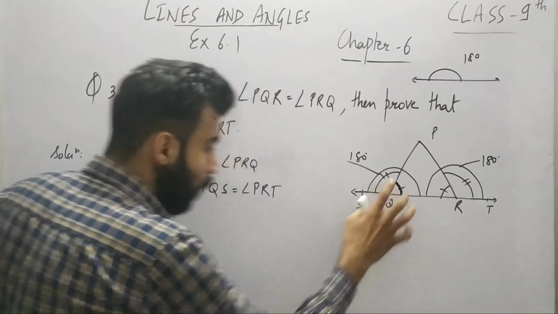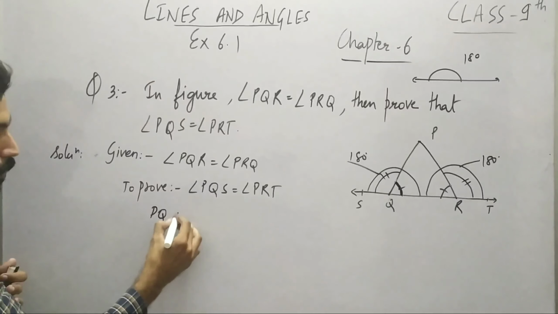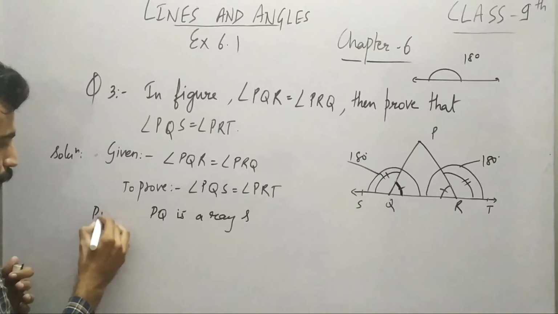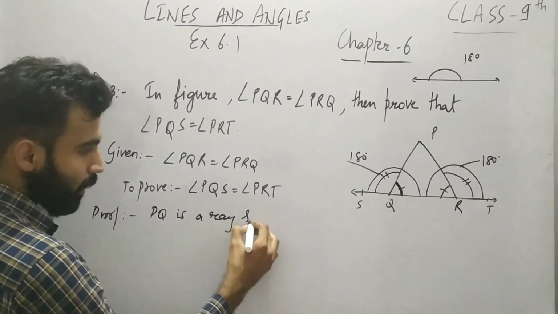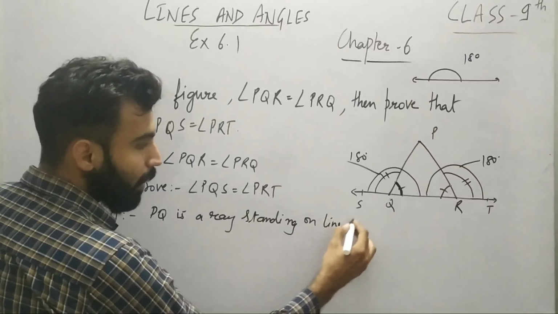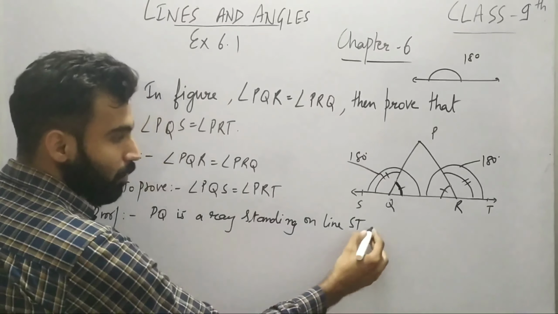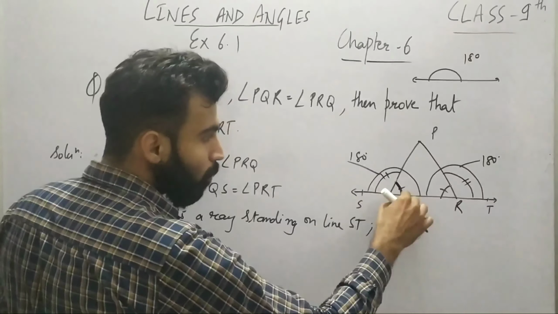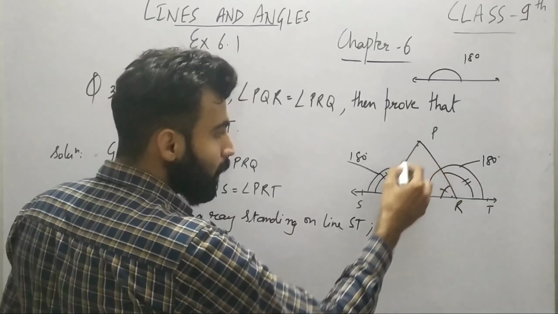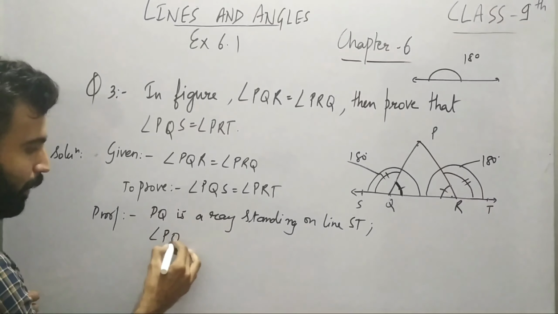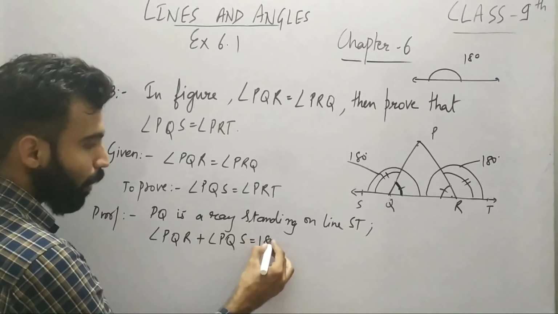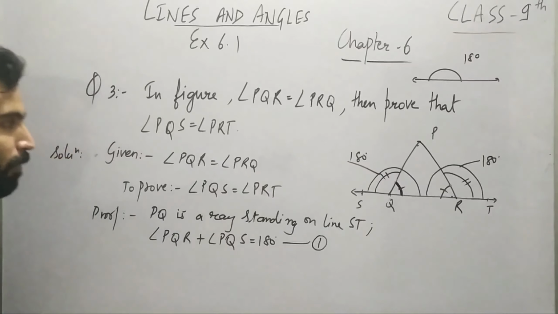So let me just start with this one. So PQ is a ray, let me just write the solution here, proof, right? So PQ is a ray standing on line ST, right? So you can see the sum of both the angles will be 180. That means PQR plus PQS. So angle PQR plus angle PQS is equal to 180 degrees. Let me just give it a first equation, right?